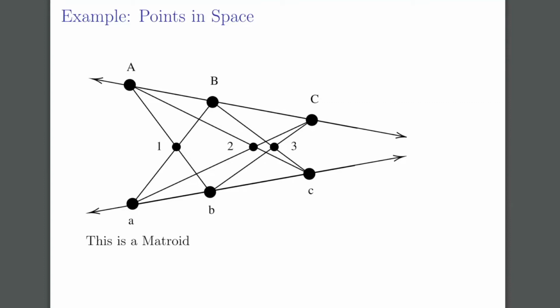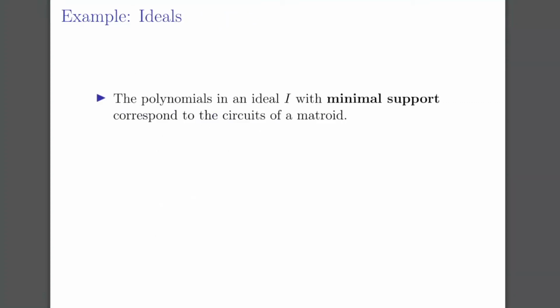Great. So that was the first example I wanted to go over. Not all matroids come from linear spaces, and similarly, not all tropical ideals come from ideals. So the second, most important example of a matroid for this talk is going to be polynomials in an ideal. If you give me an ideal, it's a linear space. And so I can pull a matroid out of this. So how am I going to do it? I want to pull just the circuits out of my ideal.